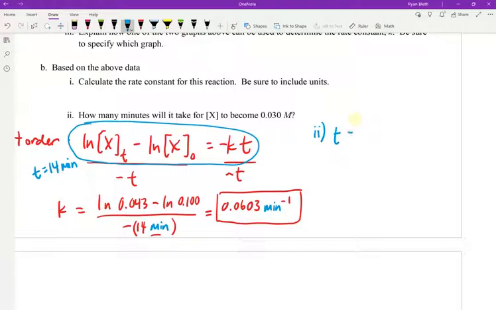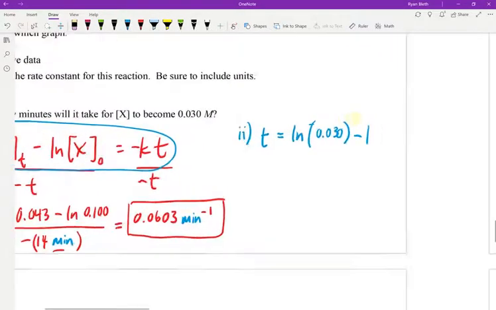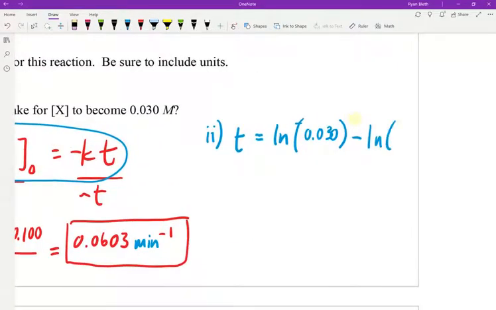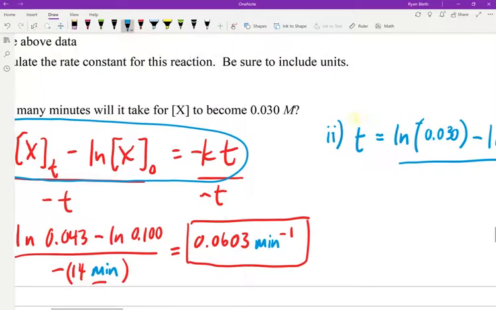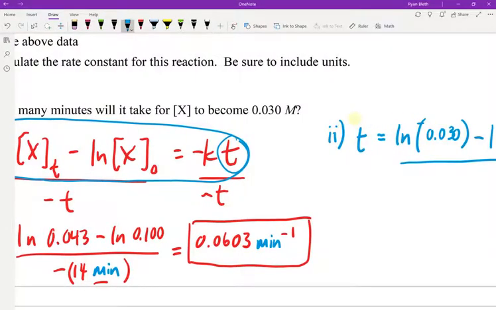So t, if I just rearrange that, will be the natural log of x at time t, which is what we need to figure out. The concentration, the natural log of 0.030, there will be my molarity at time t, minus the natural log of x at time 0, which was 0.10. And then I'm going to divide that by negative k. So to get t by itself out of this equation, I'm going to divide negative k on both sides.